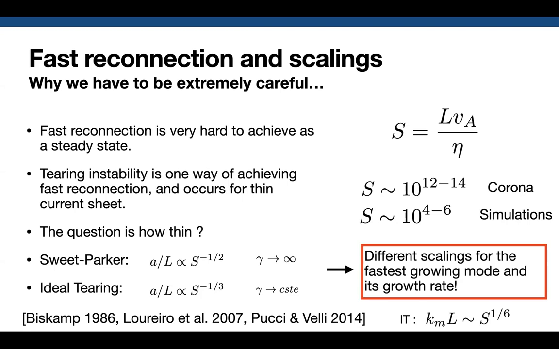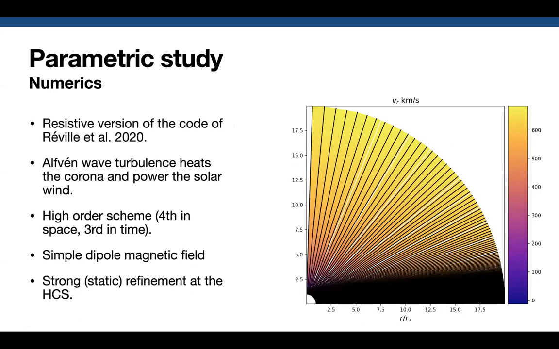the first question was to show if we could develop some scalings as a function of the Lundquist number, and to see whether we could fall into the sweep-up curve, for instance, or the ideal tearing scenario, which are reconnection scenarios developed by Uzdensky, Loureiro, and Pucci, Velli, and Tenerani, for instance. And so we did a parametric study using the same code that I showed before, but with a very simple configuration, a simple dipole magnetic field with the current sheet at the equator.